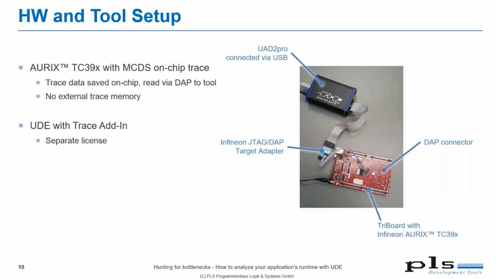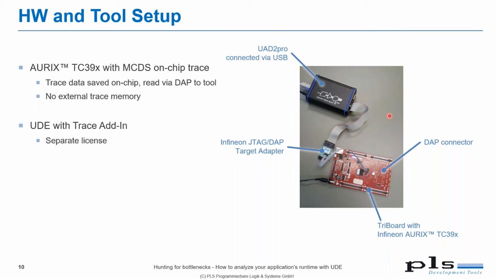For the demonstration, I use a TriCore AURIX TC39 from Infineon that provides us the MCDS on-chip trace. The trace data will be recorded on-chip in a dedicated trace memory. We have 2 MB available on that device, and the UDE, the debug tool, reads this memory via the DAP interface, the debug interface that is provided by the AURIX device. So we do not need a trace memory on the debugger probe, and we can use the UAD2 Pro from our Universal Access Device family for our measurements.